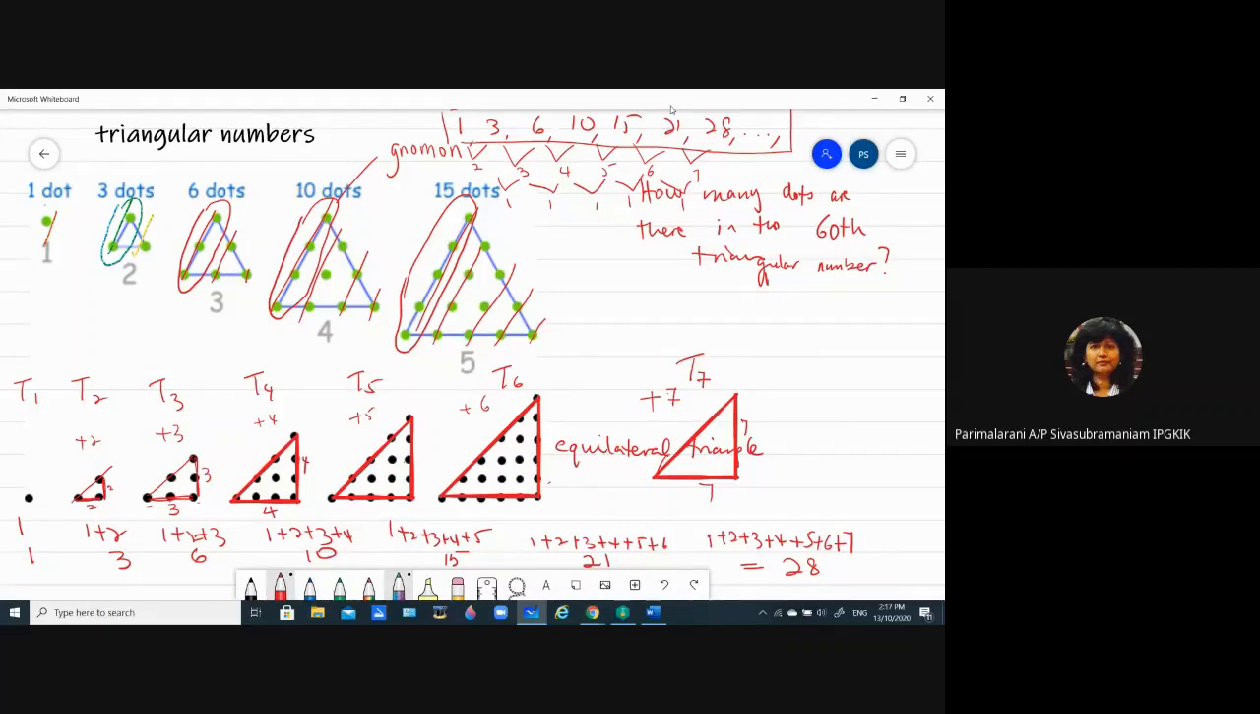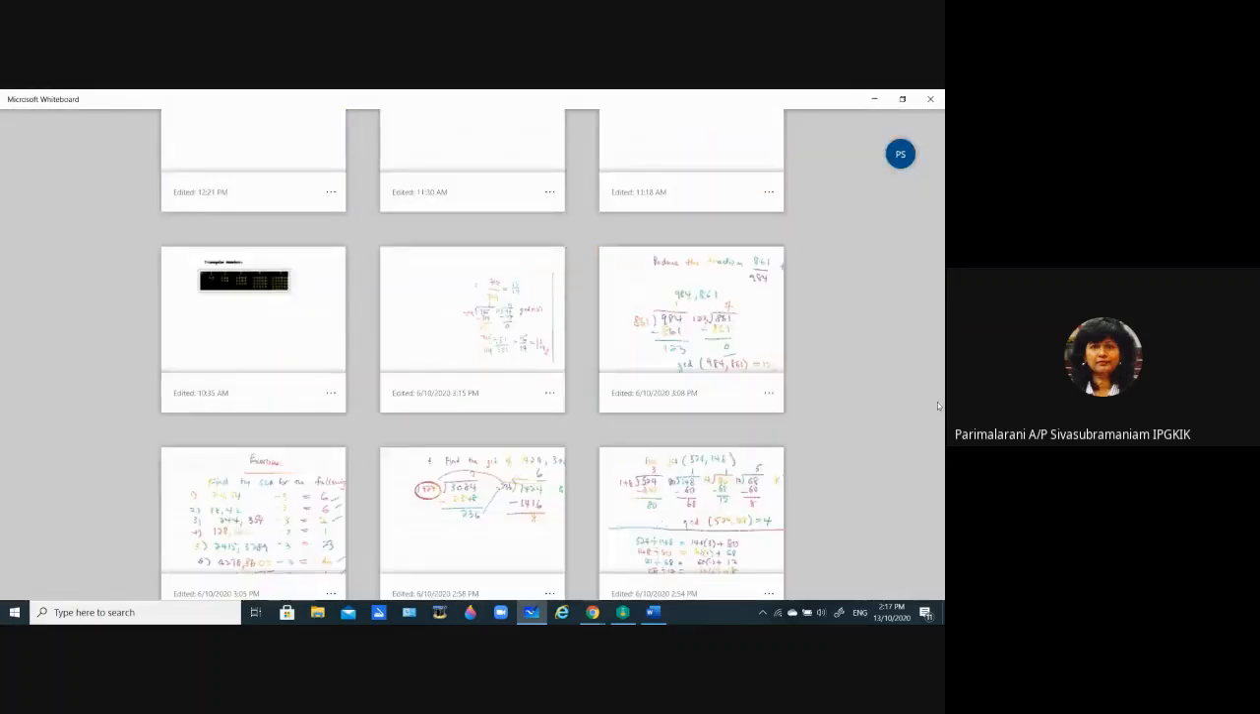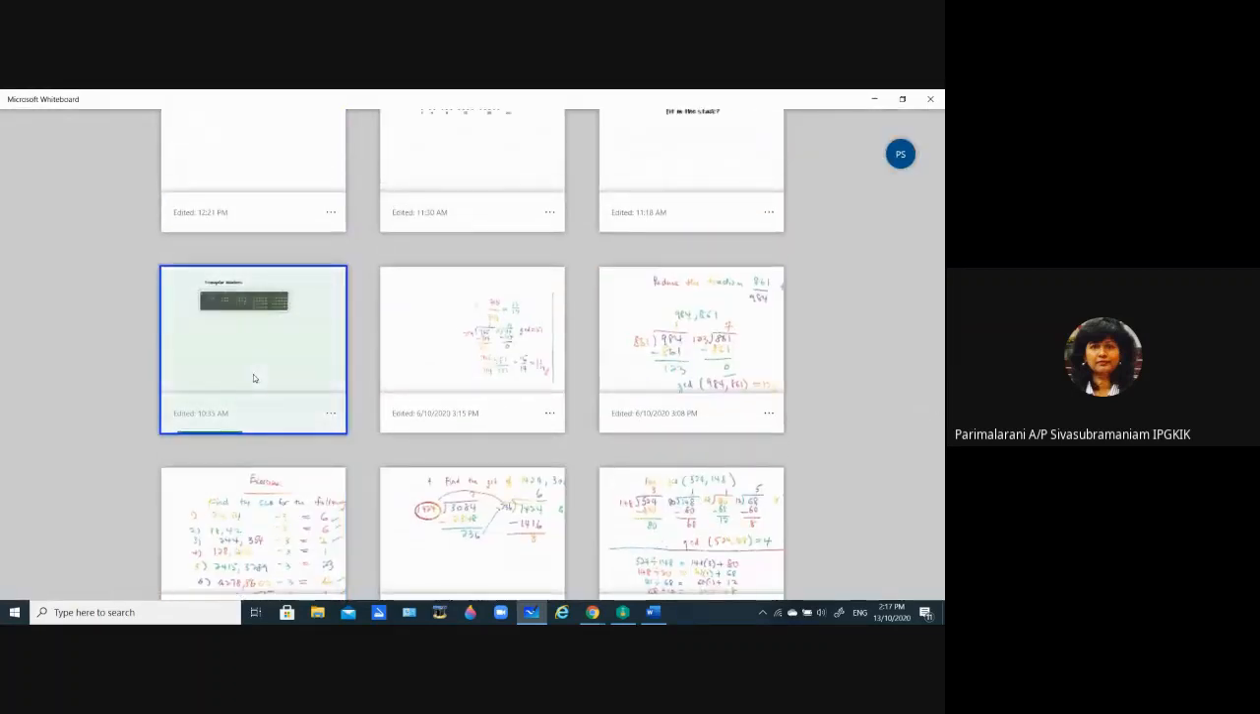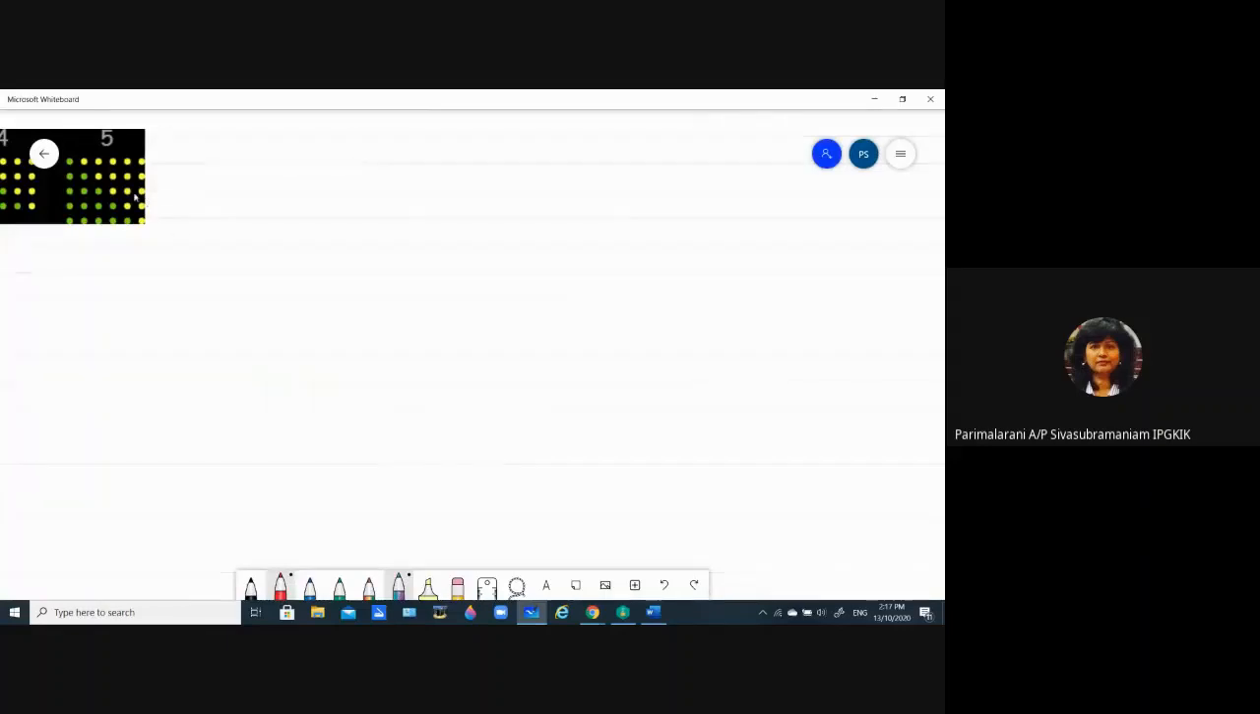So how do we derive this pattern? Because we cannot find the 60th number unless we come up with a formula. So let's see how we can derive this formula.